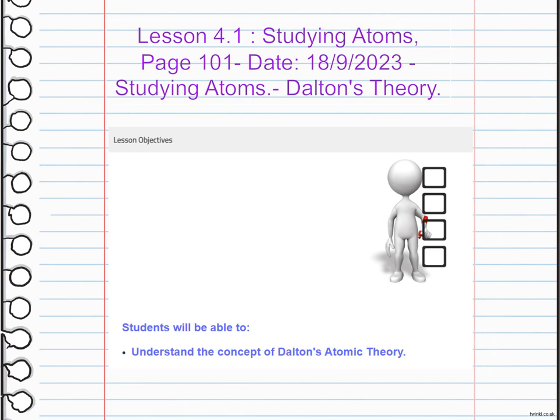Dalton's atomic theory. So Dalton's atomic theory, proposed by John Dalton in the early 19th century, laid the foundation for modern atomic theory. So according to Dalton, atoms are invisible and indestructible particles that combine in fixed ratios to form compounds. He also suggested that chemical reactions involve the rearrangement of atoms, but the atoms themselves remain unchanged. While some aspects of Dalton's theory have been refined over time, his idea formed the basis for our current understanding of the atomic structure.